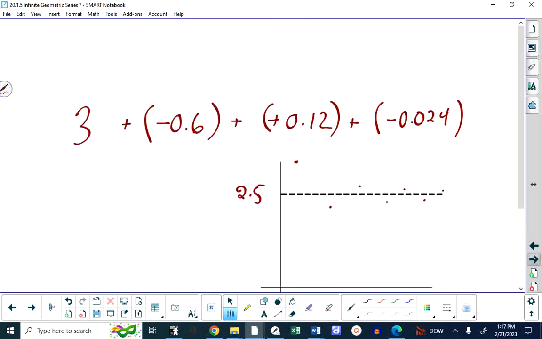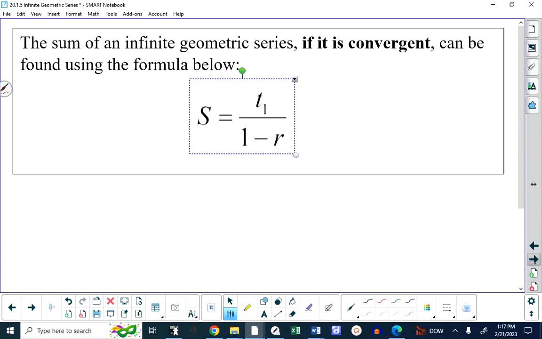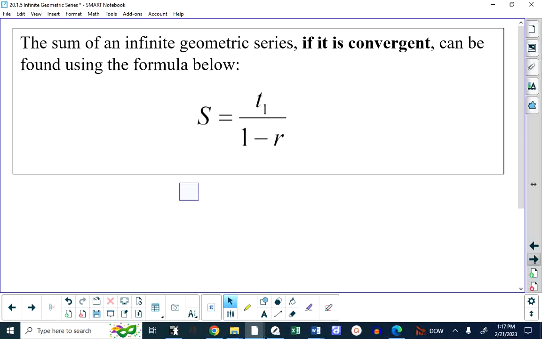All right. Well, if it is convergent, and this is tricky, this is the final formula in this unit. If you know that a geometric series is convergent, then you can find the sum using this formula. Notice there's no subscript on the S. It's not Sn. What this means is S infinity.